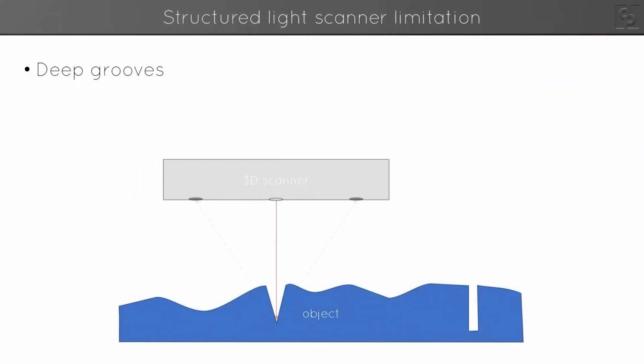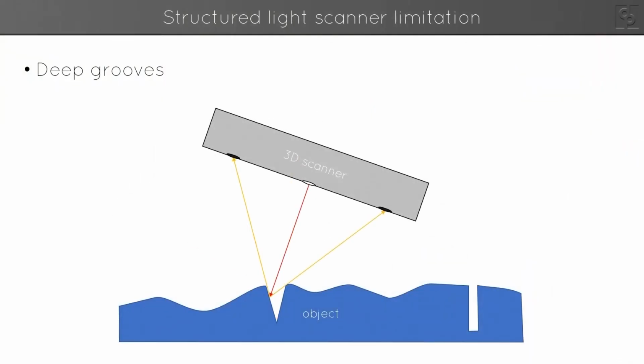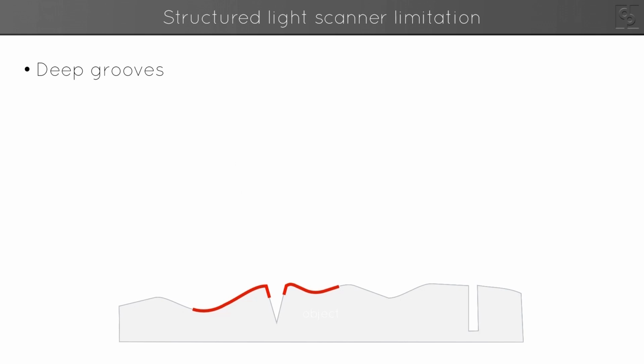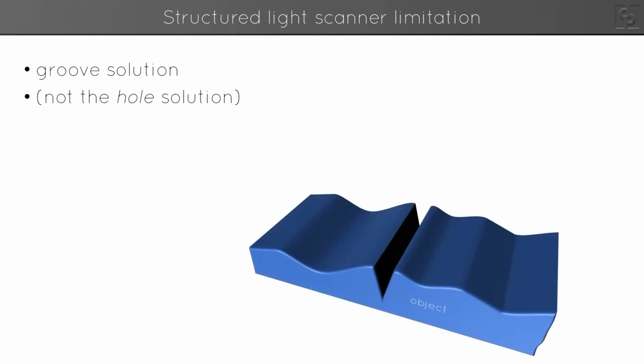There's a similar problem with deep grooves. Unlike a hole, you can't plug a groove. So if your scanner's line of elements are at right angles to the groove, it won't capture as much data as if it's in line with the groove.